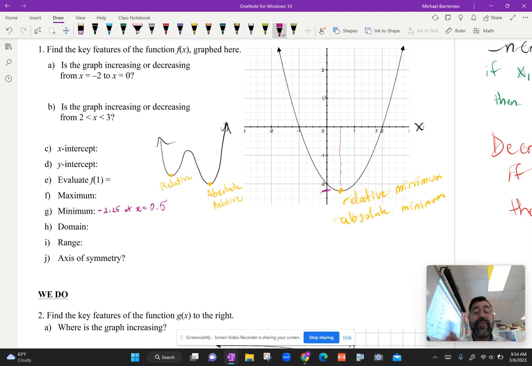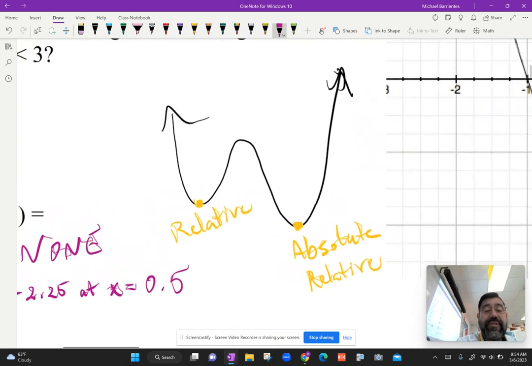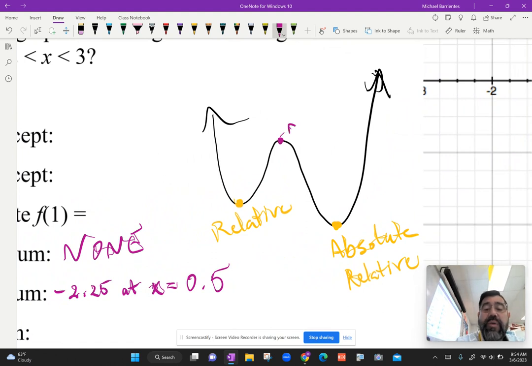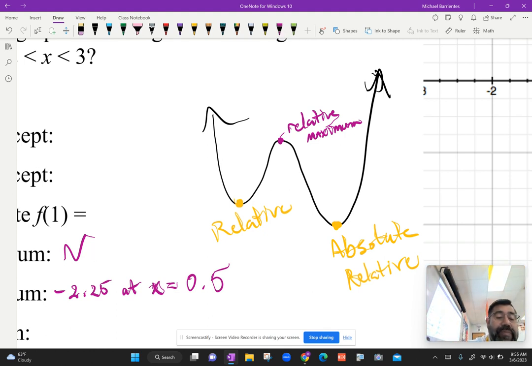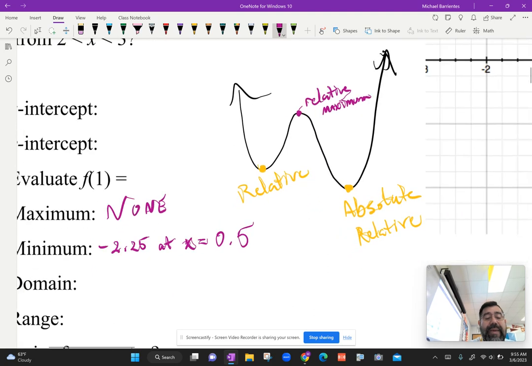Now, as for the maximum, we said the graph goes up forever, so there's never a highest point. And so I'm going to say there is none because there is no maximum, relative or otherwise. By the way, in that example that I drew over here, this point right here would be classified as a relative maximum, but it's certainly not the absolute maximum because the graph goes up forever on both sides. So there's never going to be a highest point, but relative to the ones around it, it creates a little hill. So that classifies it as a relative maximum in the example that I drew over here on the side. But in the graph that we're talking about, there are no maximums at all.